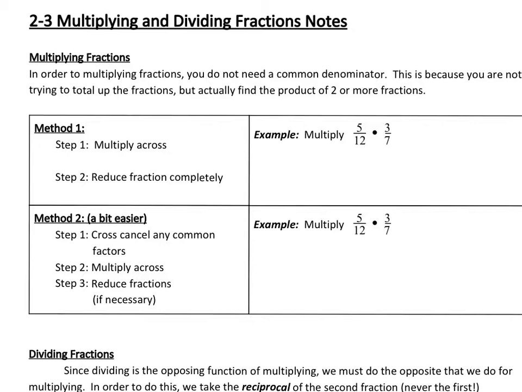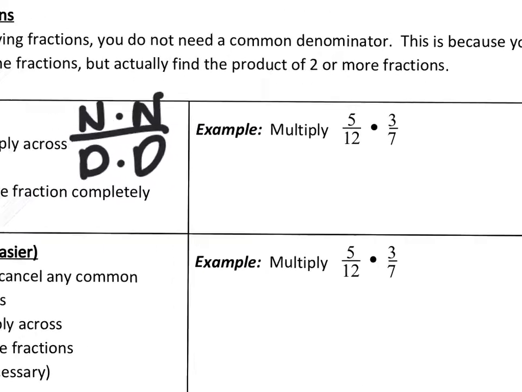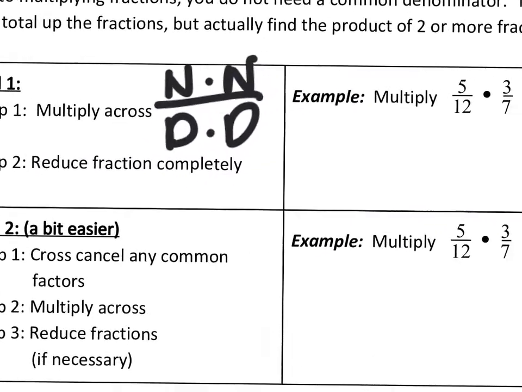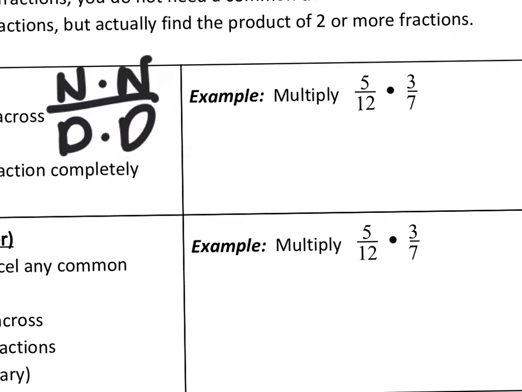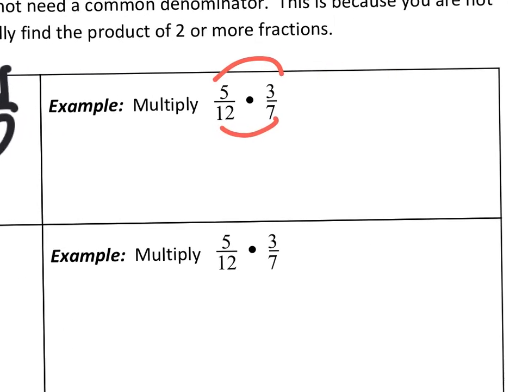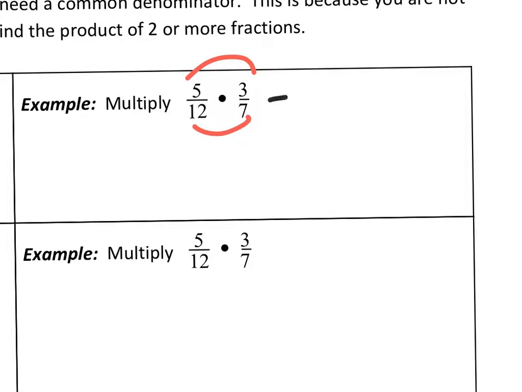So the first one is just multiplying across. So you remember you have to multiply numerator to numerator, denominator to denominator, right? So you can do that. And then after that, you have to remember to simplify your fraction completely. So for this one, we're going to multiply 5 times 3 and 12 times 7. So now I get 15 over 84.